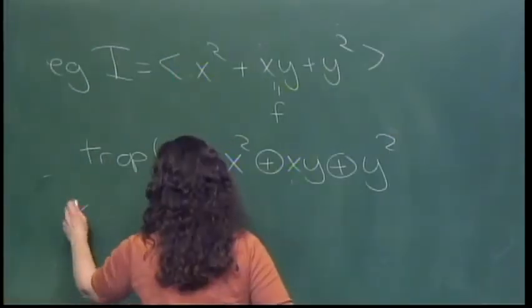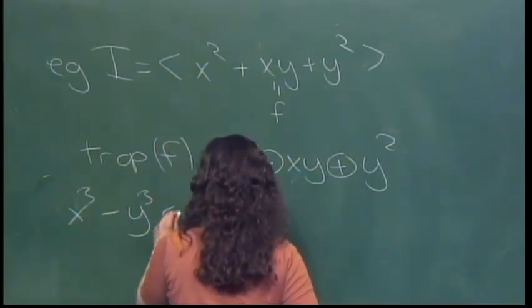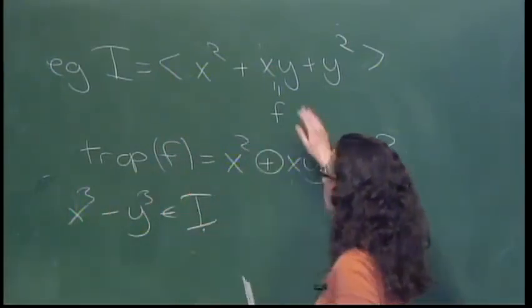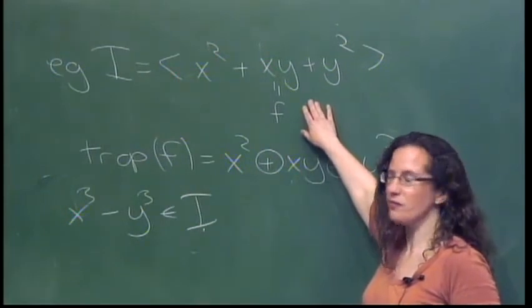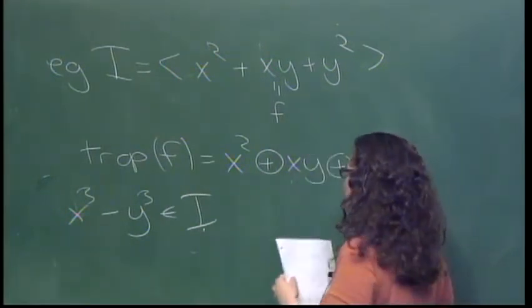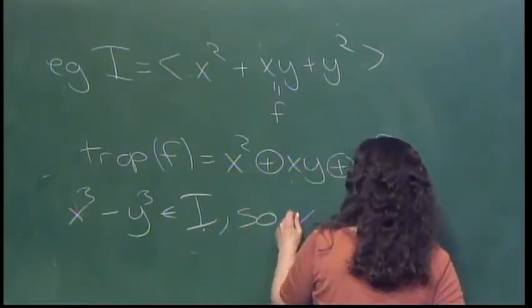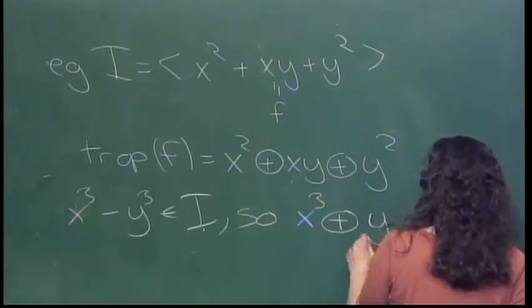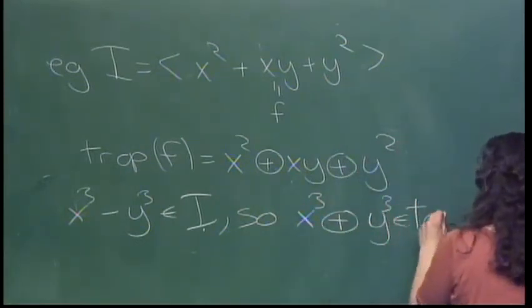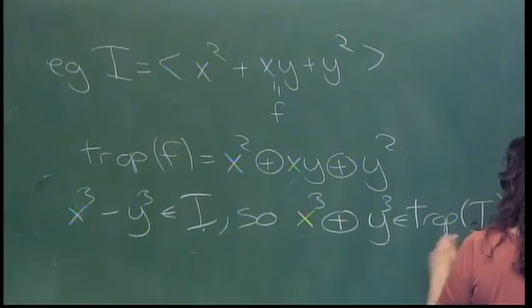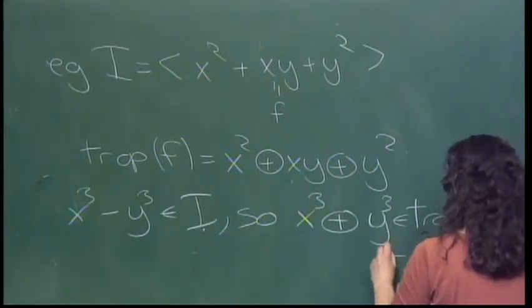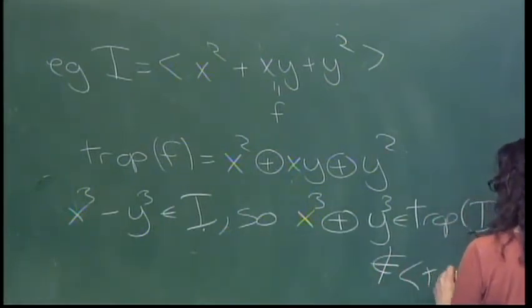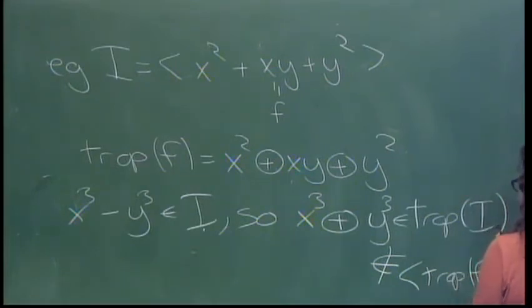However, we have x cubed minus y cubed is in I. Okay, just multiply this by x minus y. So x cubed tropical plus y cubed is in trop I, but it's not in the ideal generated by trop f. Okay, because it has only two monomials showing up.